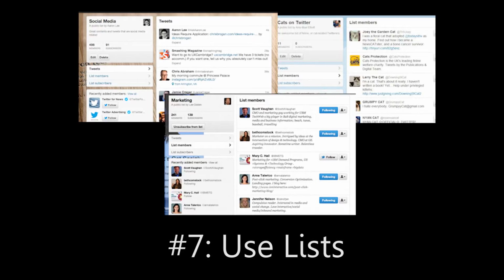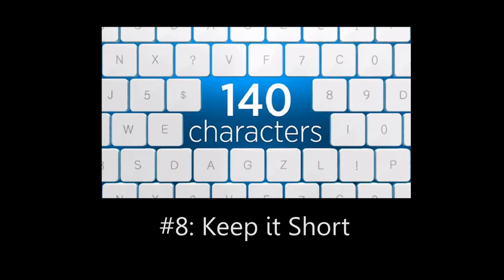Tip number 7. Take advantage of the list option. Making a list will allow you to group together certain people you follow. For example, you can create a list for artists you follow while having a separate one dedicated to your close friends. Tip number 8. Keep your messages short. Twitter currently has a 140 character limit for posts. Characters are each letter and space in a post. Say what you want to say briefly.